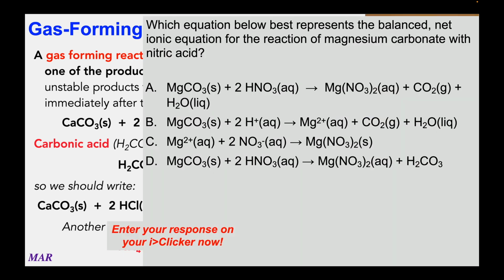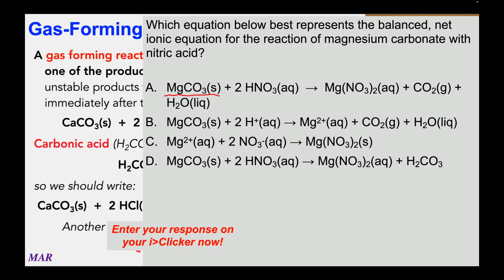Here's a question you might see. It says, which equation below best represents the balanced net ionic equation for the reaction of magnesium carbonate with nitric acid? Okay, so notice it's net ionic equation. We don't want any spectators, okay? So magnesium carbonate has a carbonate, and most of the negative polyatomics, when they react with anything but group 1A and ammonium, will make insoluble compounds. So notice that MgCO3 is listed as a solid, and that's correct. Carbonates usually are insoluble unless they're with sodium, potassium, and lithium.